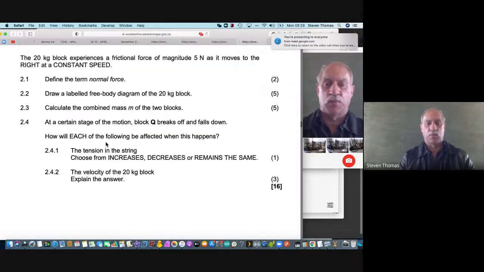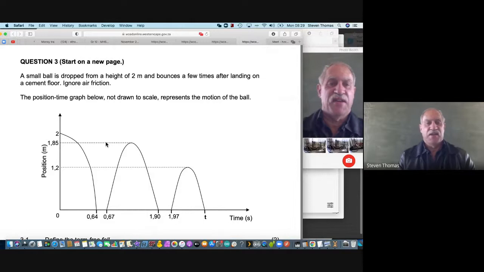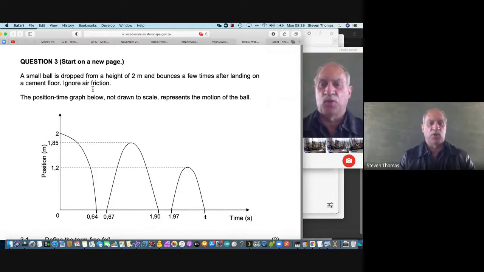So let's go to question 3 of 2020. We have a small ball that is dropped from a height of 2 meters. There's a graph, position versus time. It bounces a few times after landing on a cement floor. Ignore air friction. The position-time graph below, not drawn to scale, represents the motion of the ball.